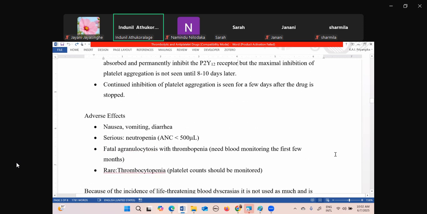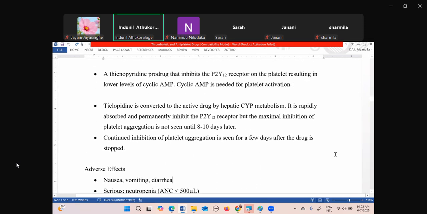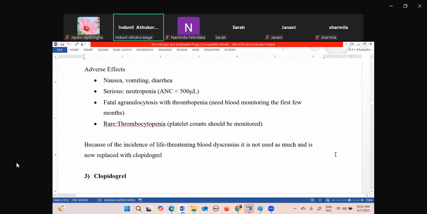So these are the adverse effects, and they have life-threatening, serious side effects, like neutropenia is also a serious one, and thrombocytopenia, though it is rare, is also possible, and also this blood dyscrasia, which is a life-threatening condition. Therefore, nowadays, ticlopidine is not much used, and instead of that, they use clopidogrel.